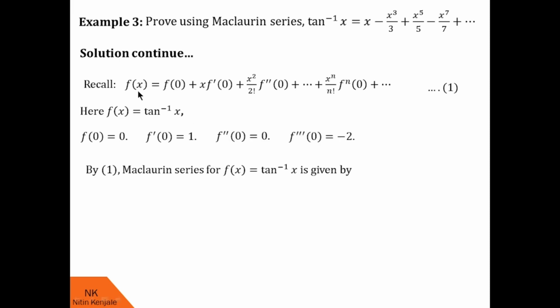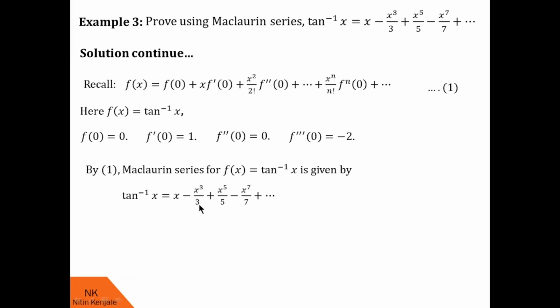So after substitution, at LHS we have tan inverse of x because f of x is tan inverse x, and on RHS we have f of 0 which is 0 plus x into f dash of 0 which is 1. So we have only x as the first term plus x square upon 2 factorial into f double dash of 0, but f double dash of 0 is 0. So this term becomes 0. Next term will be x cube upon 3 factorial into f triple dash of 0, but f triple dash of 0 is minus 2. So we will have the next term as minus x cube upon 3.